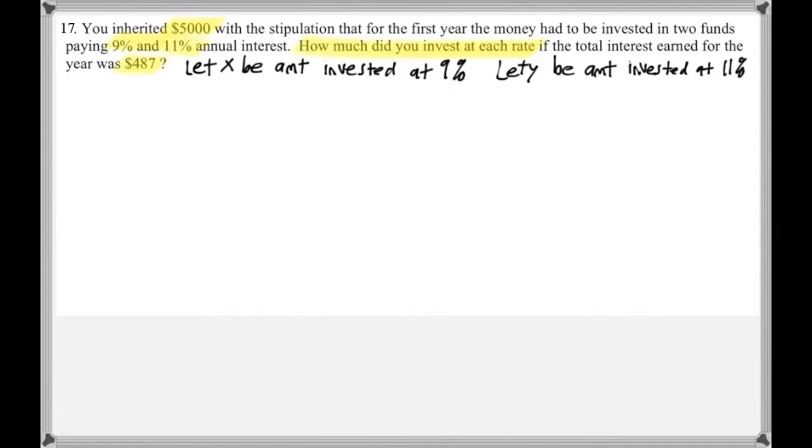So I need to make two equations. Because I have two unknowns, the only way I'm going to be able to solve this is if I have two equations. So let's make a money equation, and let's make an interest equation. Let's actually use different colors. So my interest, let's make that green.